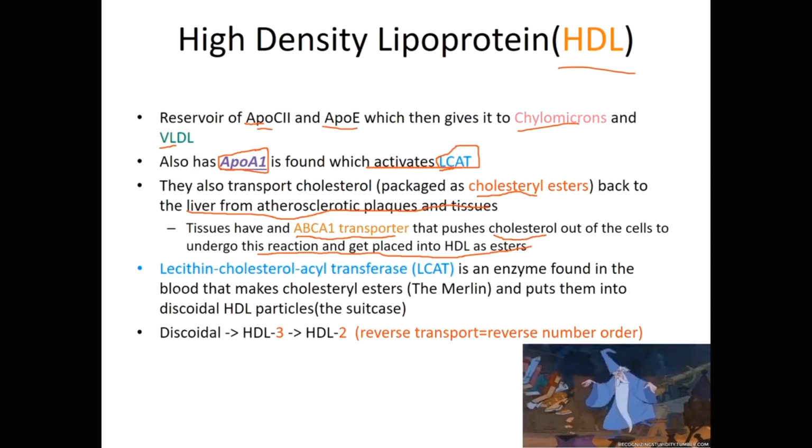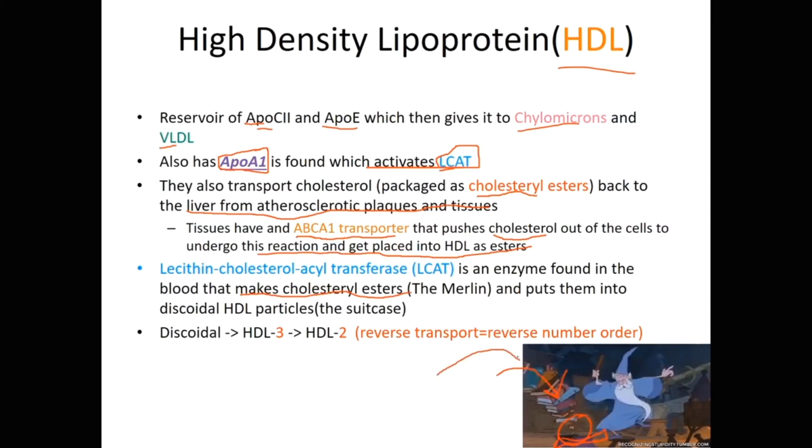So this is the blood. It's found in the blood. It's floating all around, and it actually makes those cholesterol esters from cholesterol. So this is that Merlin. He's the guy that's making all this stuff. So here's our cholesterol coming in this way, and he's esterifying it. He's the LCAT of this guy. He esterifies it and makes them into a lot smaller particles so that they can fit into this HDL particle, which is the little suitcase that he's got. And so that's exactly what our LCAT does.